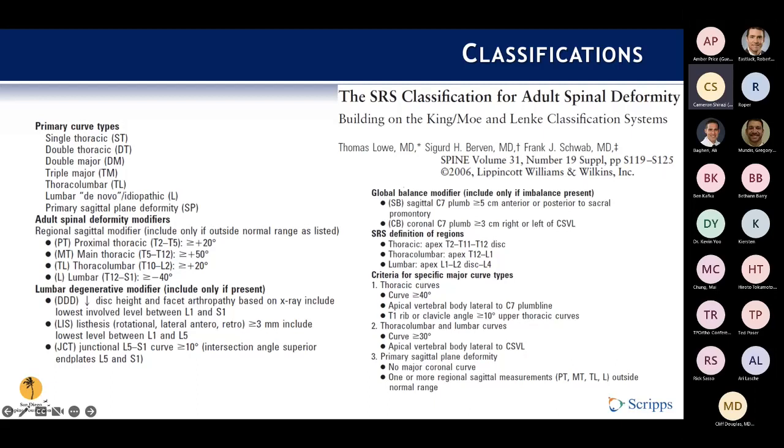So going back to my original slide and how you assess whether it's a good system, in regards to reliability, 14 surgeons completed evaluation of 25 cases. Their kappa was 0.64 for curve type. The regional sagittal modifier was 0.73, lumbar degeneration 0.65, and global balance 0.92, which all fall within that substantial to excellent range. And so this now provided the groundwork for comparison of like cases between study centers, which is finally important to classify these and move forward with treatment options. And so that was the goal of this.